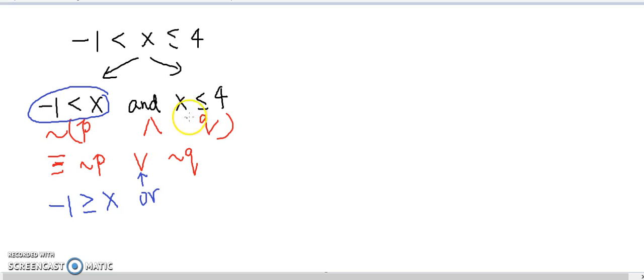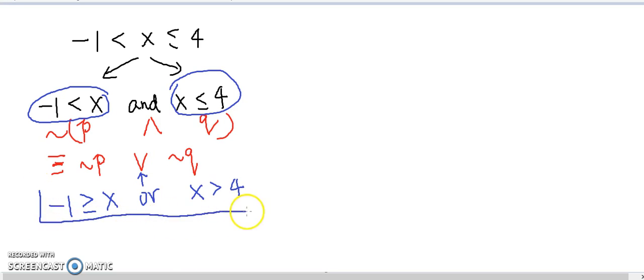Negation of Q: we take the inequality Q and do the negation. The negation of less than or equal to is greater than. So we keep everything but flip the sign. This will be the negation of this inequality.